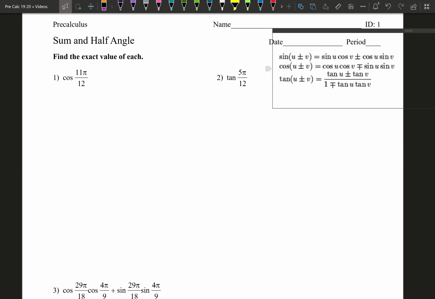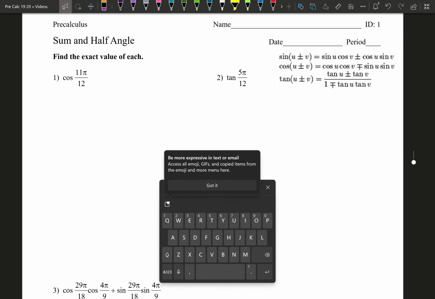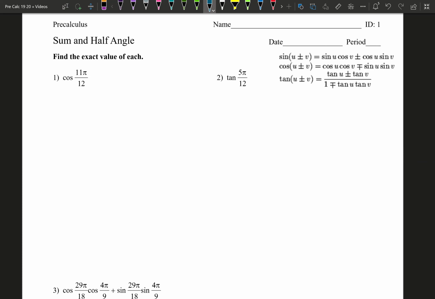Hello, today we are going to take a look at how to use the sum and difference and half angle identities to solve some trig values of angles that are not our standard pi over 3, pi over 2, pi over 4, etc. So first, when we're looking at our sum and difference, we will use these for our twelfths.